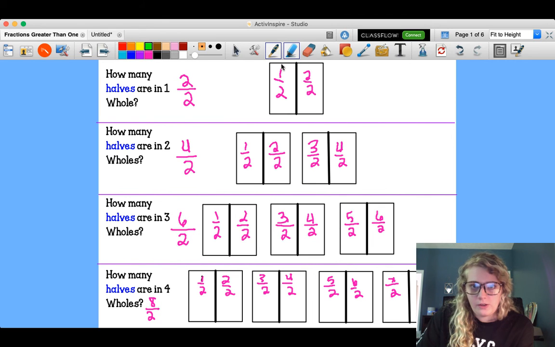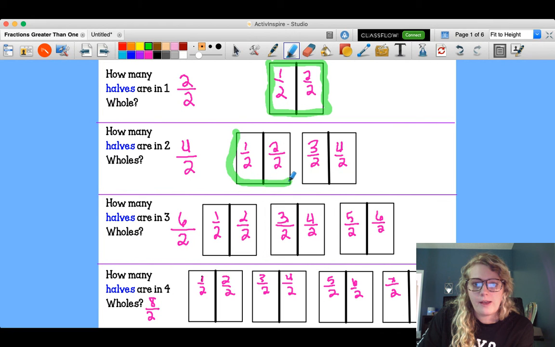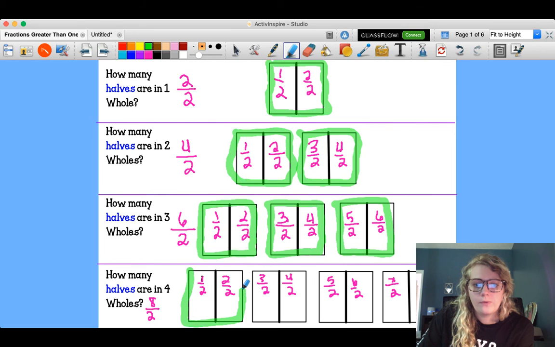And again, like I said earlier, just because you've partitioned your whole doesn't mean the whole's going away. So we still have that one whole. Remember, we still have 2 wholes, 3 wholes, and then finally we had the 4 wholes. And we've represented these wholes with the following fractions.